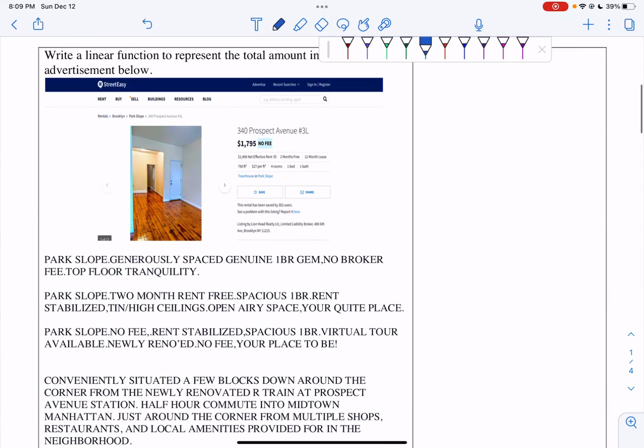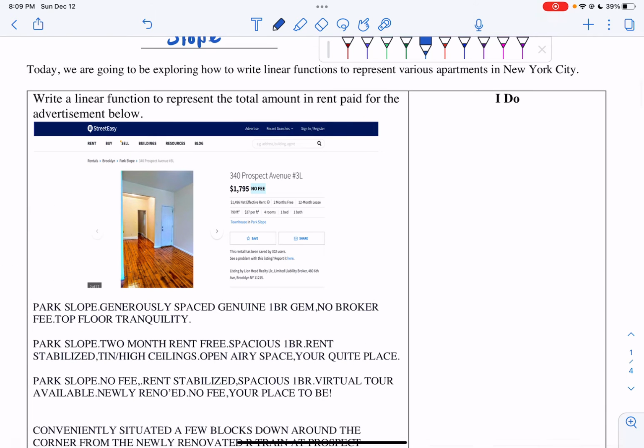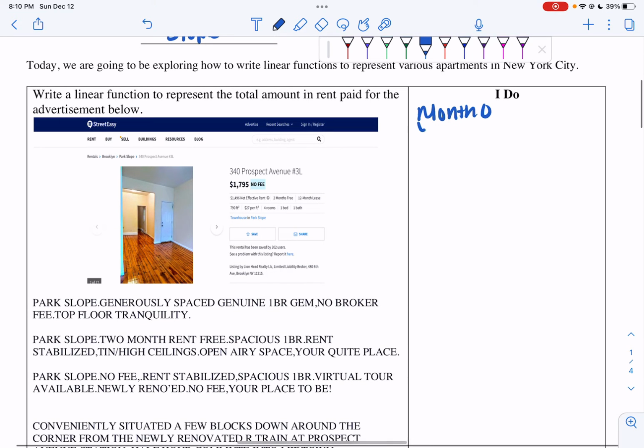So if I look at this advertisement, this is a very nice apartment in Park Slope, not far from where Mr. O'Sullivan used to live. When we do these problems, we need to calculate 2 things: how much I'm paying at month 0, and then how much I pay at month 1. So let's look at month 0.